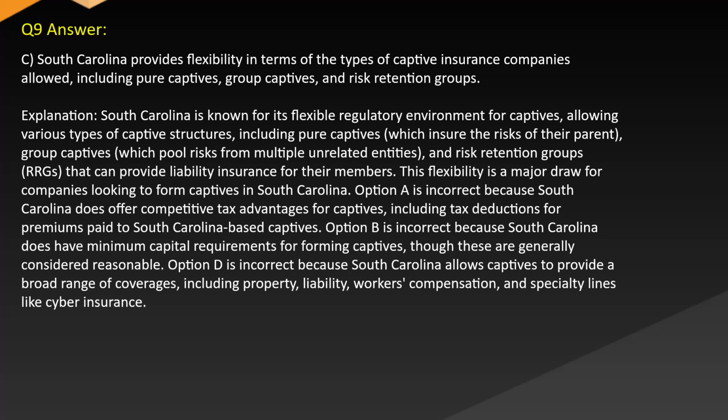Answer: C. South Carolina provides flexibility in terms of the types of captive insurance companies allowed, including pure captives, group captives, and risk retention groups. Explanation: South Carolina is known for its flexible regulatory environment for captives, allowing various types of captive structures, including pure captives, which insure the risks of their parent, group captives, which pool risks from multiple unrelated entities, and risk retention groups, or RRGs, that can provide liability insurance for their members. This flexibility is a major draw for companies looking to form captives in South Carolina.